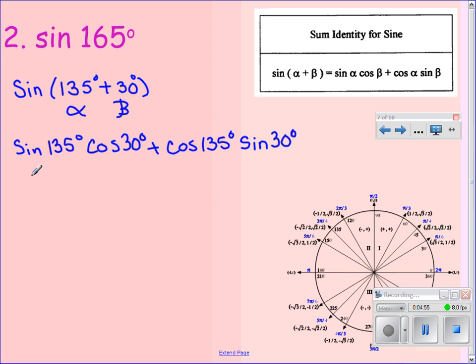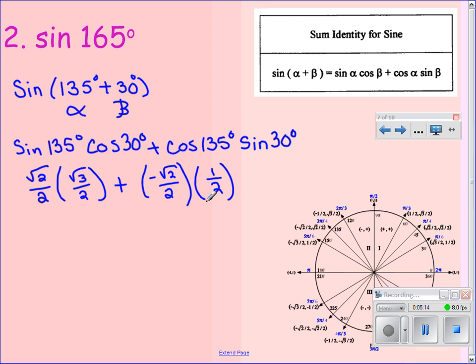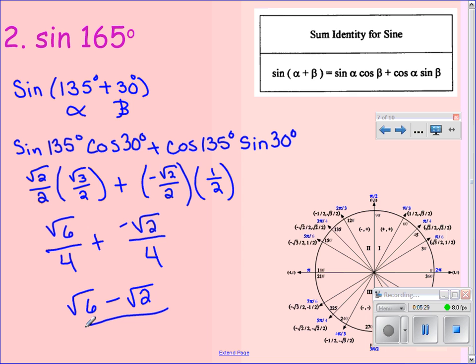So sine of 135 we have is square root of 2 over 2, times square root of 3 over 2, plus negative square root of 2 over 2, times 1/2. So we have square root of 6 over 4 plus negative square root of 2 over 4. So we have square root of 6 minus the square root of 2, because a plus negative turns it negative, over 4. And again, that's how we're going to leave our final answer.